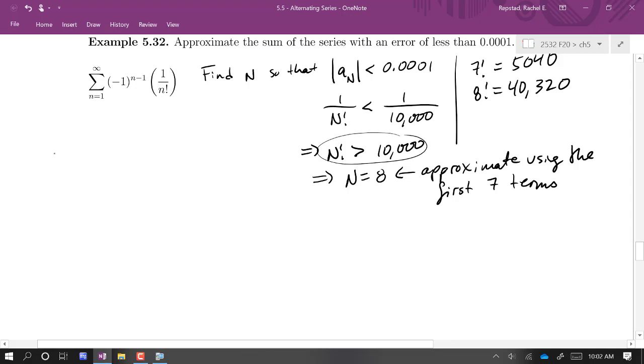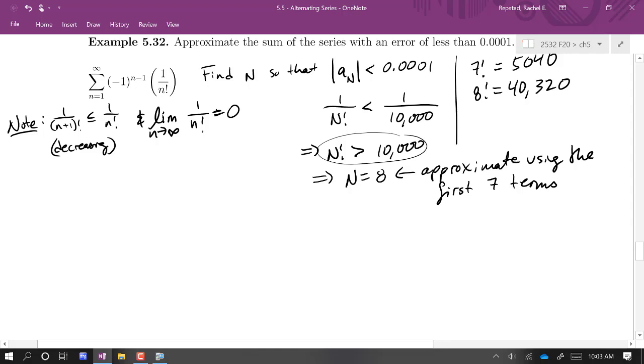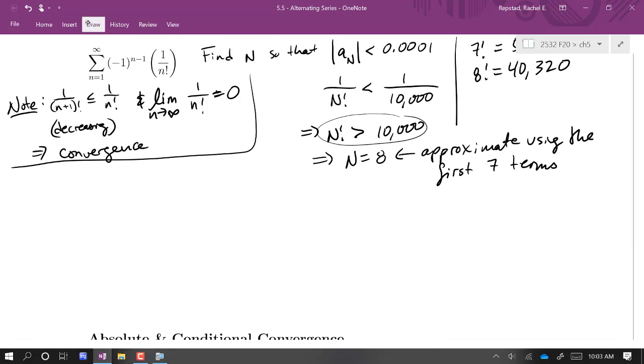Before I actually do the approximation, it should be noted that 1 over n plus 1 factorial is less than or equal to 1 over n factorial, which means it's decreasing. And the nth term does approach 0. I guess that would be something that's good to do first, because if you don't know if your series converges, then why would you approximate it? So we do have convergence. So now we'll go ahead and approximate using the first 7 terms.